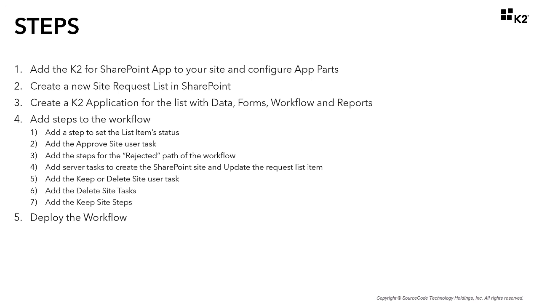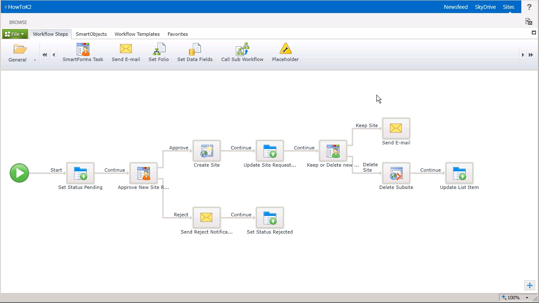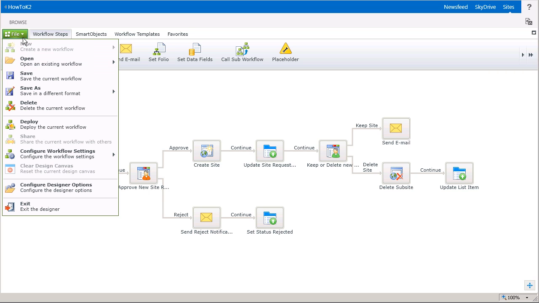In step 5, you will learn how to deploy the workflow directly from the Workflow Design tool so that the application can use it. Now that we've completed the design phase of this workflow, we need to deploy it so that it is tied into our SharePoint site list and can be used by the application. From the Workflow Design tool, select File from the toolbar at the top of the page. Then select Deploy from the menu options.